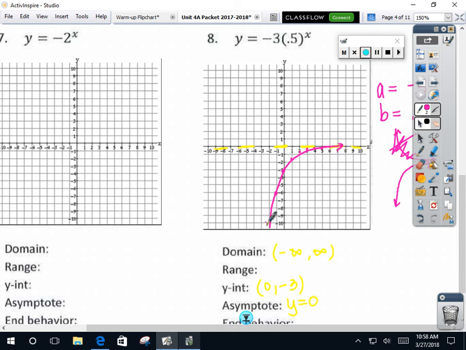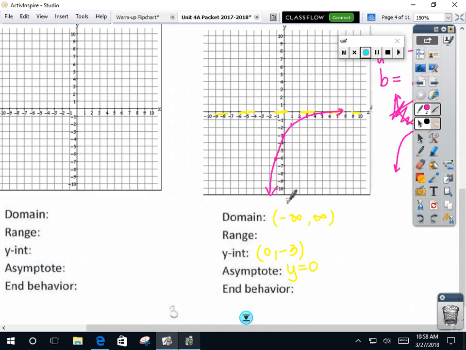Okay, so what is the range this time? Negative infinity, because it goes down forever, up to 0. When you go to the left side, the y values are all approaching negative infinity. On the left side, they're all going down forever, and on the right side, they're approaching 0.